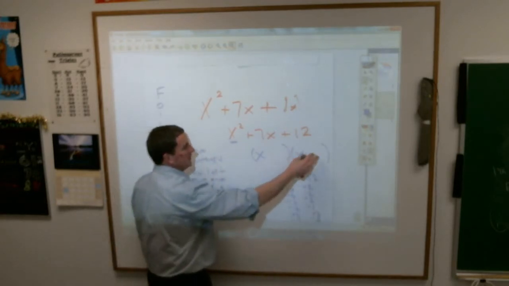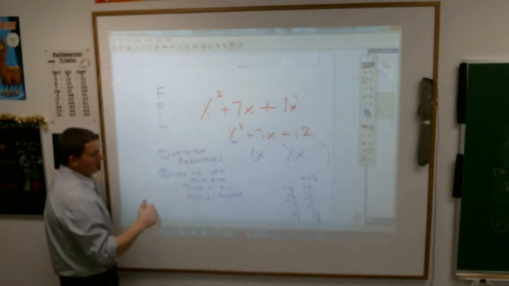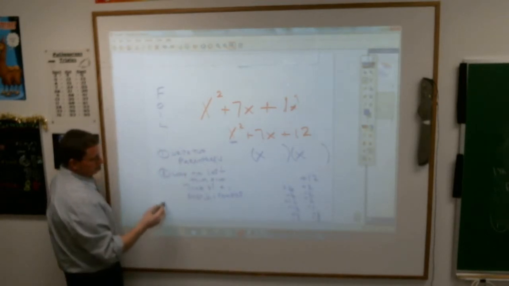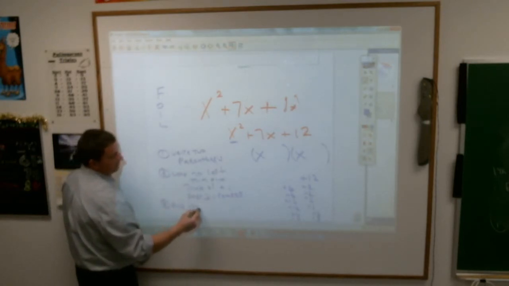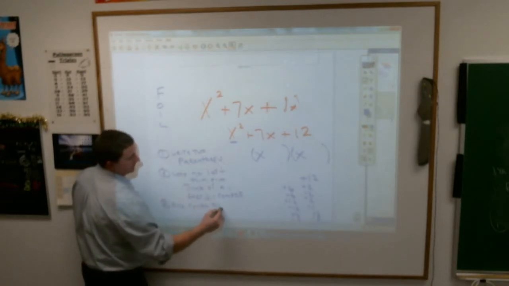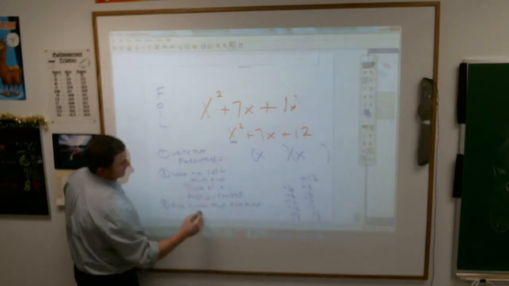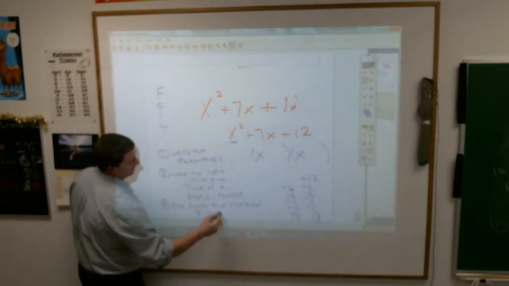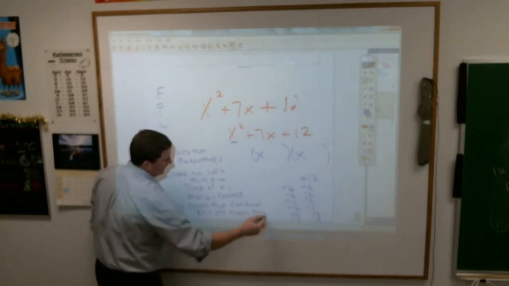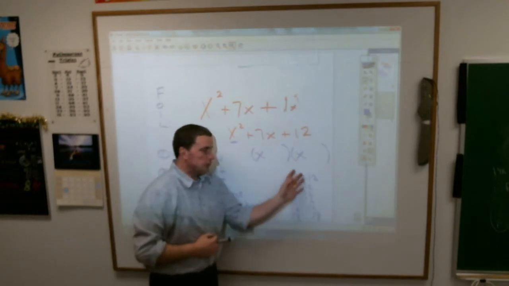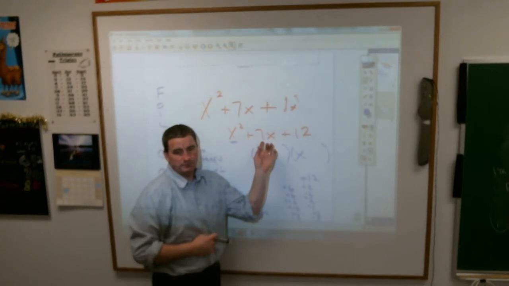These are all the different combinations or possibilities that could fit into those 2 columns over there. Step 3, you have to pick the combo that, combined, gives you the middle term you want. In other words, when you put these combinations together, you have to get a positive 7.